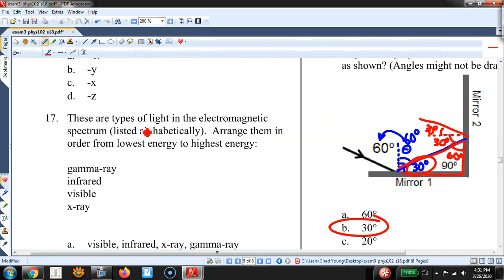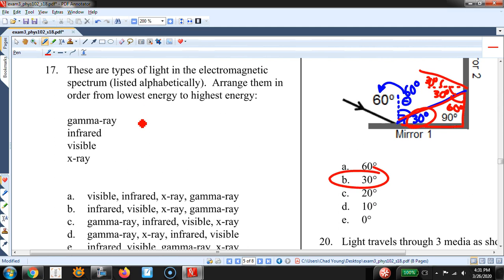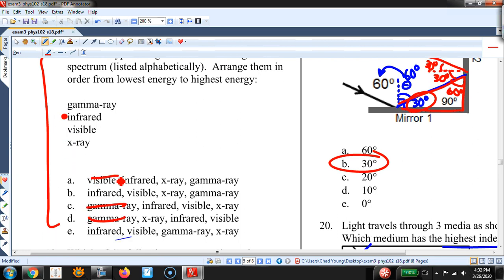That's another problem that you'll have. You'll also have some problems that are just about the electromagnetic spectrum. I'll give you a problem something similar to this where you have to list them in order of lowest energy to highest energy. You'll see lots of different problems that are similar to this. Of these four, infrared is the lowest energy. That means I can get rid of that one, and that one. And then it goes infrared, visible, X-ray, gamma ray. So B is going to be the right answer.